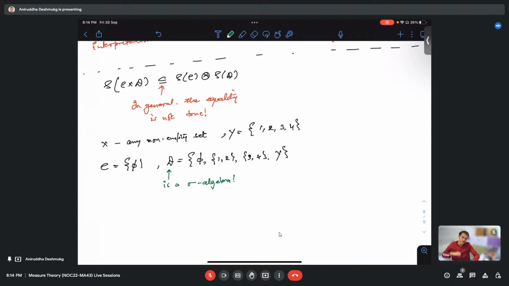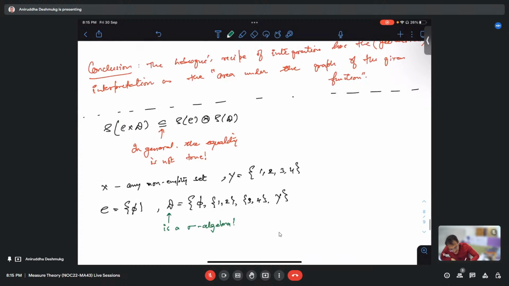Why is that so? Because the empty set is there, and the whole space is there. It is closed under complements because the only complements possible are: the complement of {1, 2} is {3, 4}, the complement of {3, 4} is {1, 2}, and the complement of the empty set is Y. So all the complements are there. It is also closed under countable unions because we have only a finite collection. Finite unions are there, so countable unions are also there. So it is a sigma algebra, but this is not a sigma algebra.